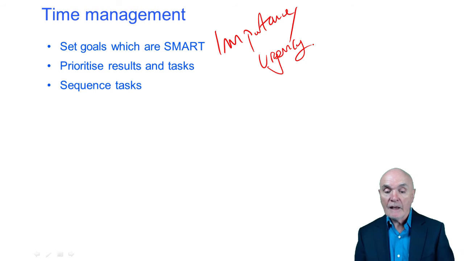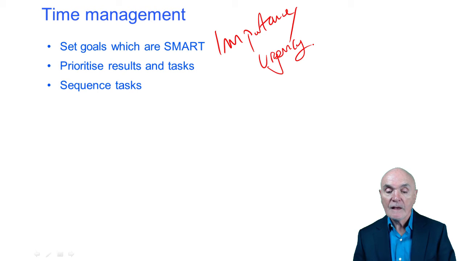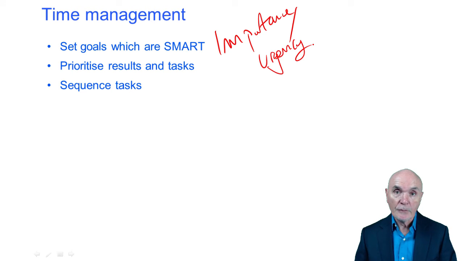It needs to be something which is achievable. It may be impossible to get to this paperless desk. It needs to be relevant to us, it should be important, and we need it time limited. We are going to achieve this by a certain time.